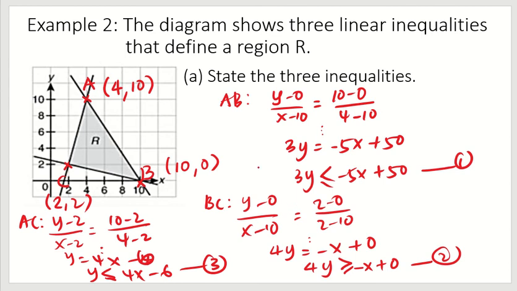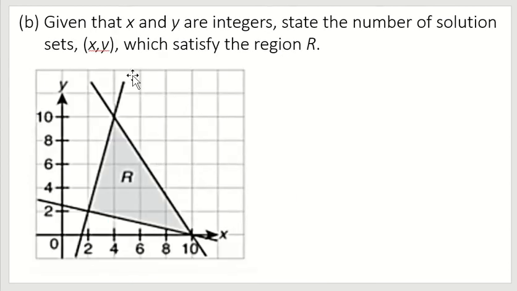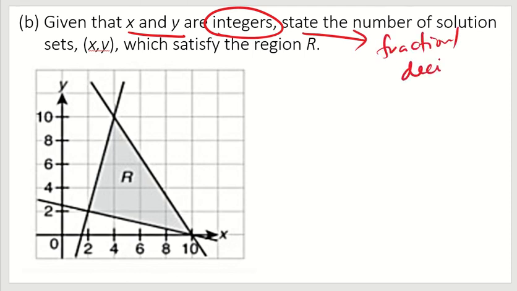So now we go to part B. Okay, we look at this question. Given that x and y are integers, state the number of solutions. The question says x and y must be integers. Integers mean what? Okay, anyone can tell me what integers mean here? No fractions, no decimals. It must be integer, whole number.